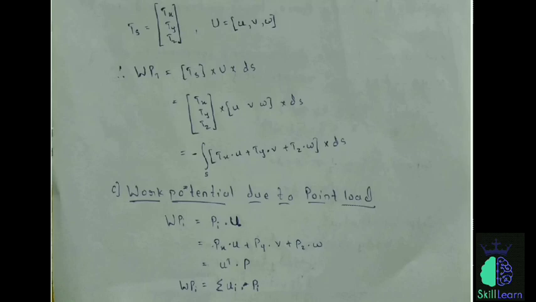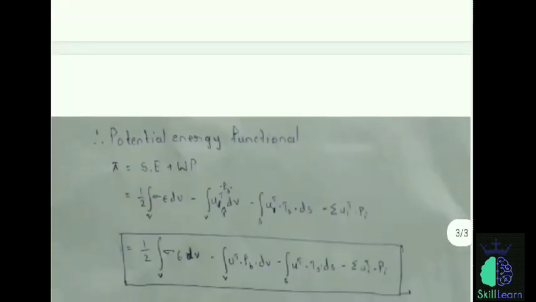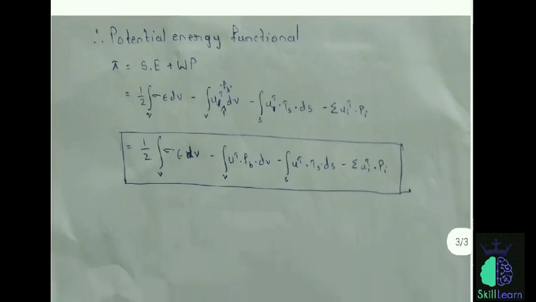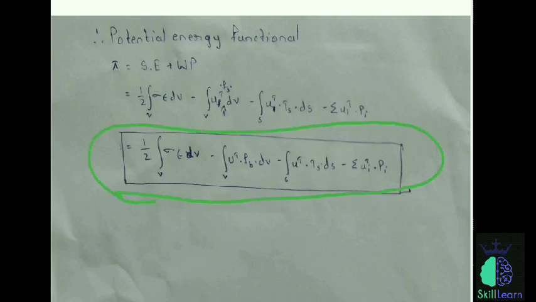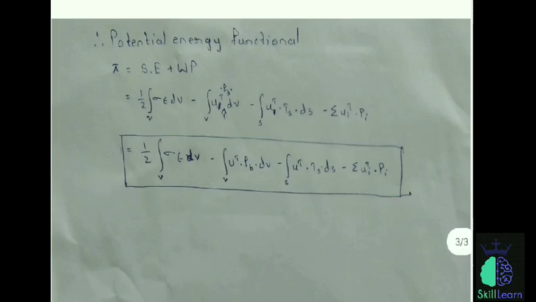Now we have got the strain energy and the work potential in three cases. The main work is to put these into the potential energy equation, that is pi is equal to strain energy plus work potential. As I told earlier, the potential energy is also denoted by pi. When we equate all the values, we will get this equation. So this is the final equation of this derivation.